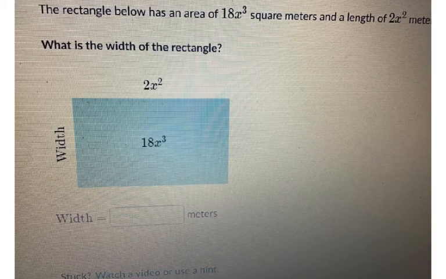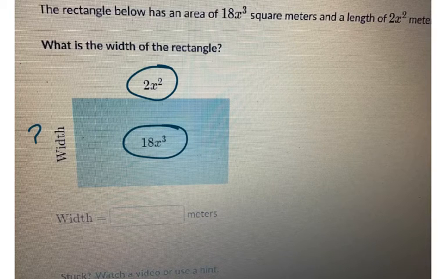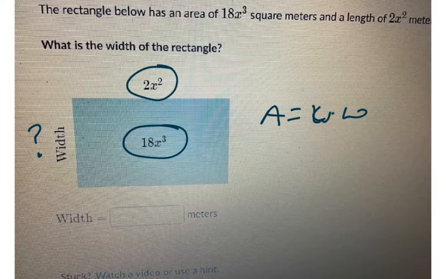Here's another one. If they give you area, that's 18x^3 in this case, and they tell me one side is 2x^2, the question is, what's the width or the other side? Well, we all know that area is always length times width, right? Sorry, got a little messy there.